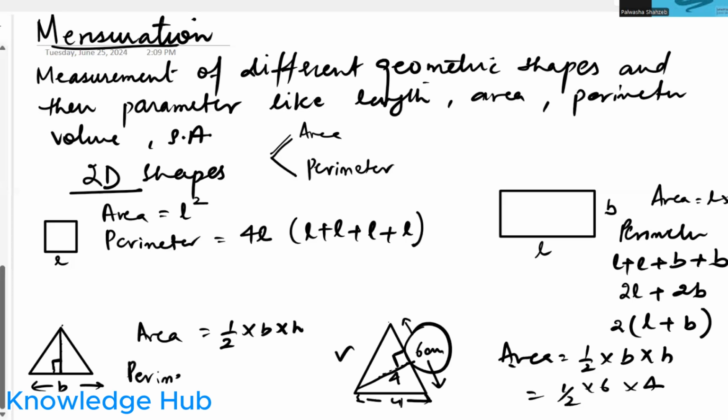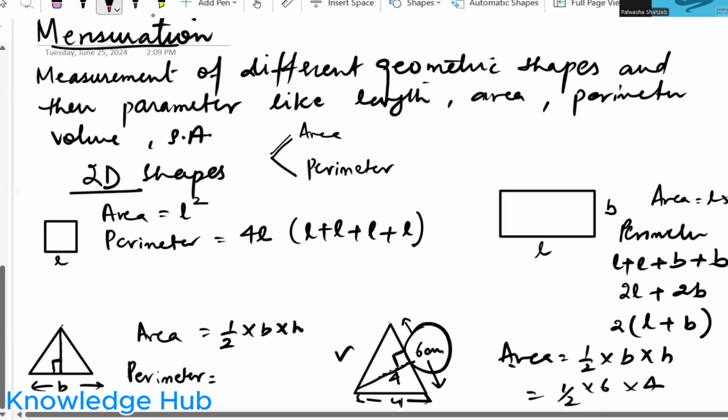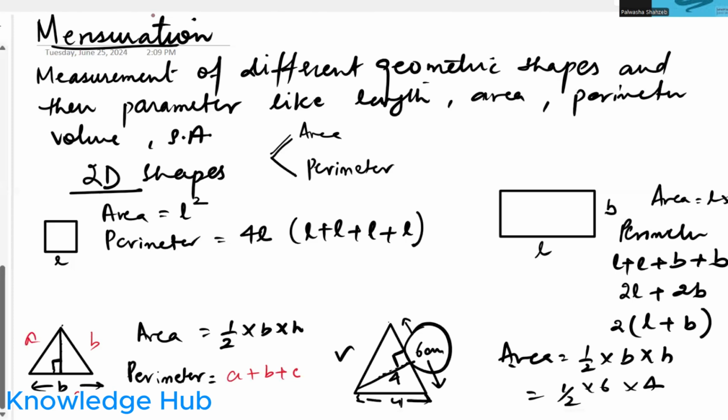All right. Now let's talk about the perimeter. Perimeter is again very easy. It's just the outer boundary. Let's suppose this side is A, this is B, and this is C. So perimeter would be A plus B plus C. We have to sum up all the sides for perimeter. Perimeter is the sum of the boundaries. Okay. Now, let's just move to the next thing.